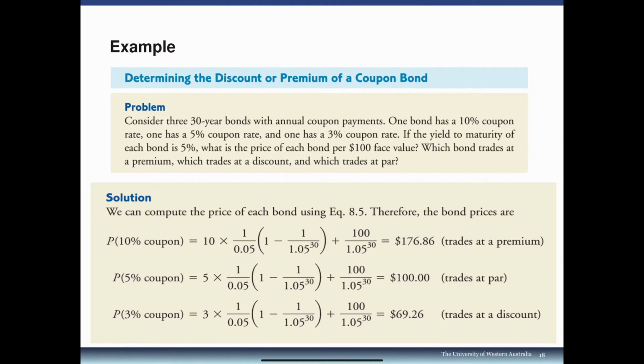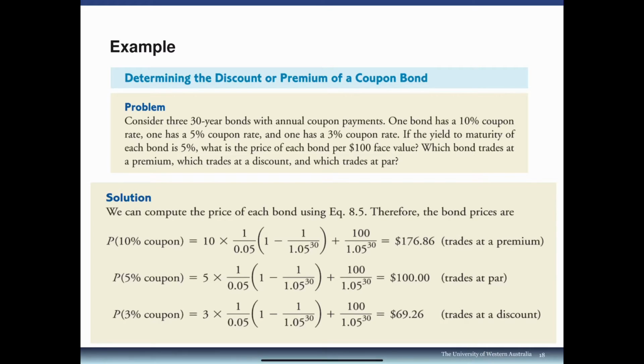So here's an example. We want to determine the discount or premium of a coupon bond. So consider three 30-year bonds with annual coupon payments. One bond has a 10% coupon rate, one has a 5% coupon rate, and one has a 3% coupon rate. If the yield to maturity of each bond is 5%, what is the price of each bond per $100 face value? Which bond trades at a premium?